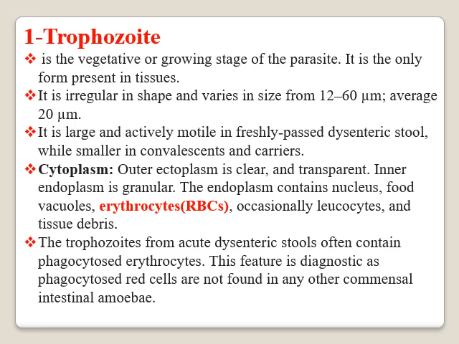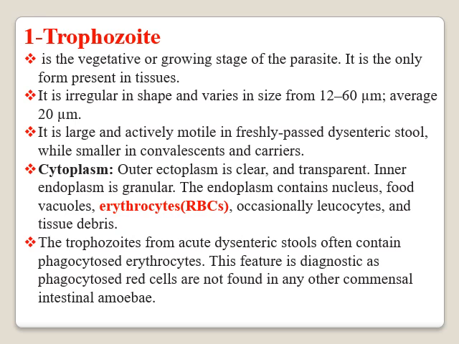Trophozoite is the vegetative or growing stage of the parasite. It is the only stage present in tissue. It is irregular in shape, and the size ranges from 12 to 16 micron. The average is 20 micron. It is large and actively motile in freshly passed dysenteric stool, while smaller in convalescent and carriers.